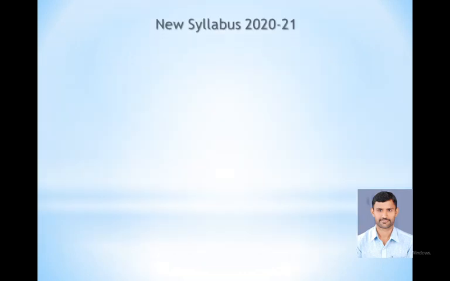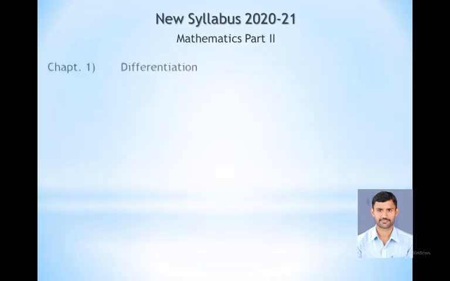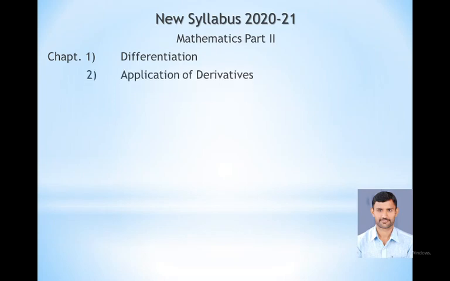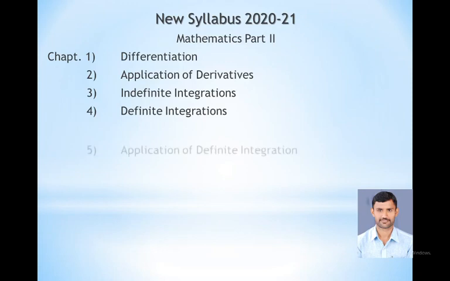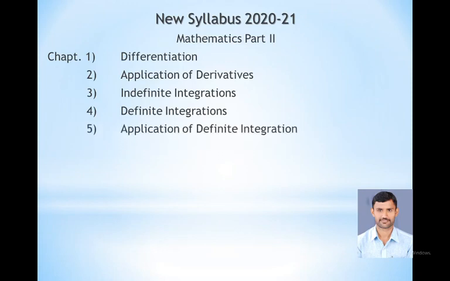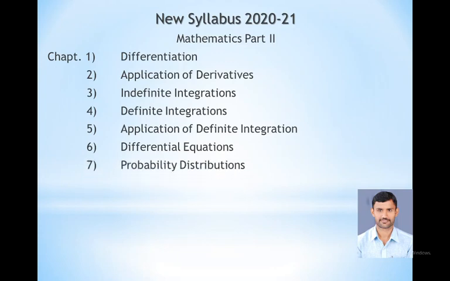In this part, we have to study chapter first differentiation, chapter second application of derivative, chapter third indefinite integration, chapter fourth definite integration, chapter 5 application of definite integration, 6 number differential equation, 7 number probability distribution, and last one is binomial distribution.